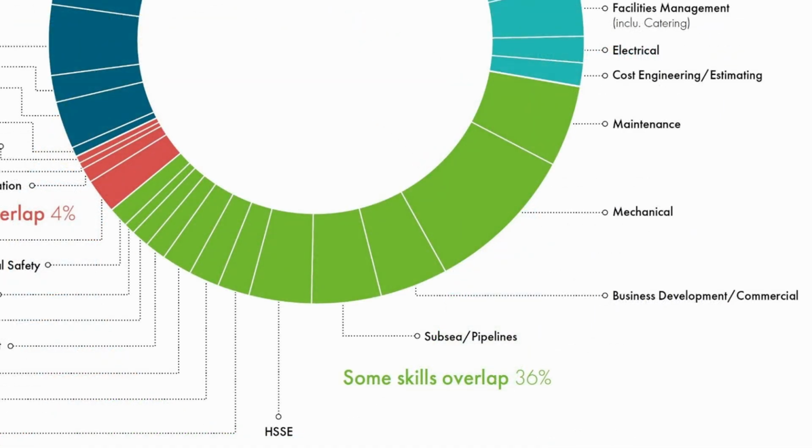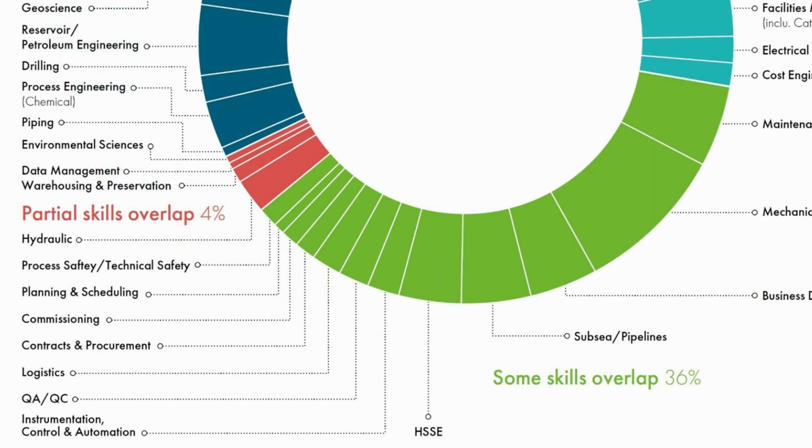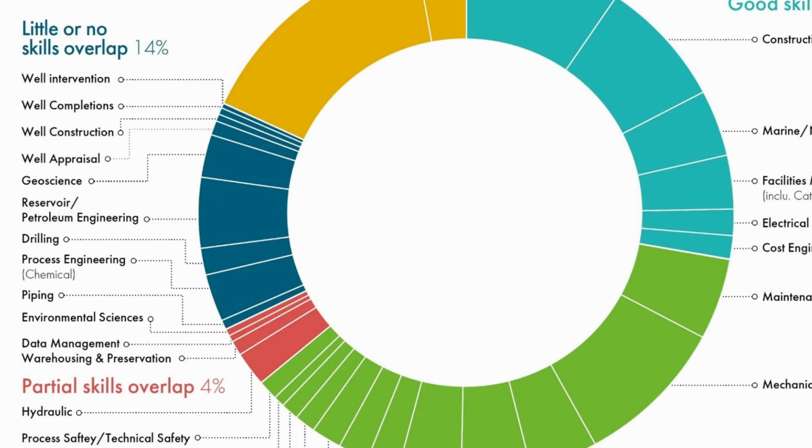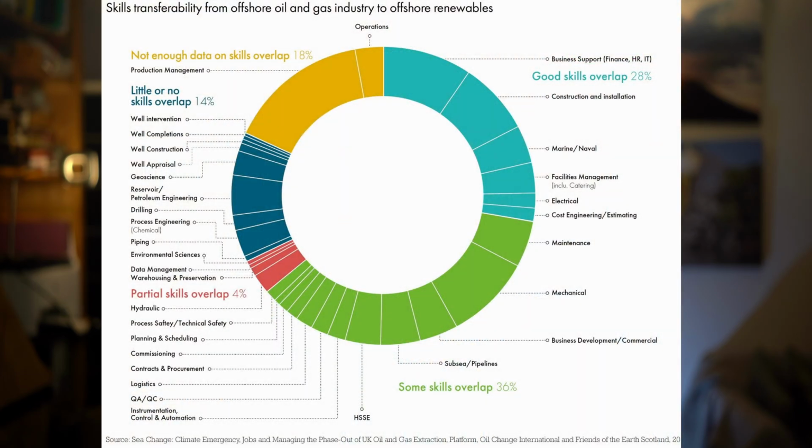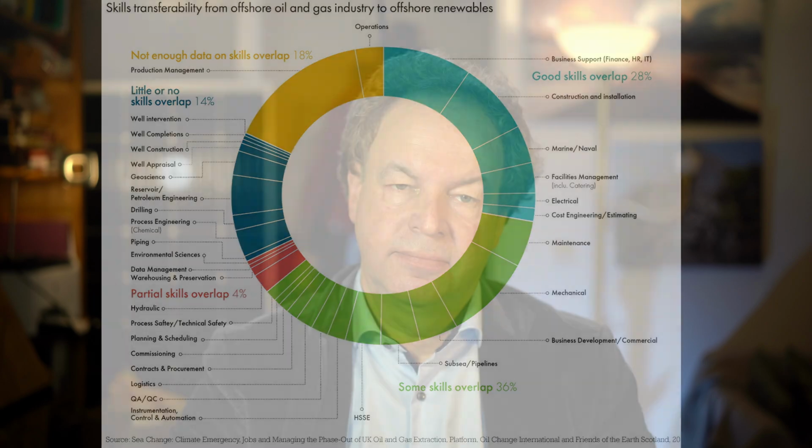Some skills overlap concerns maintenance, mechanical skills, business development, subsea and pipelines. Partial skills are hydraulic, process safety, planning, scheduling, commissioning, contracts, quality management, instrumentation. And little skills are directly related to oil and gas, that means well intervention, well completions and well construction and so on. So what we see there is for some part a good overlap. So we have a lot of skilled people in that area.